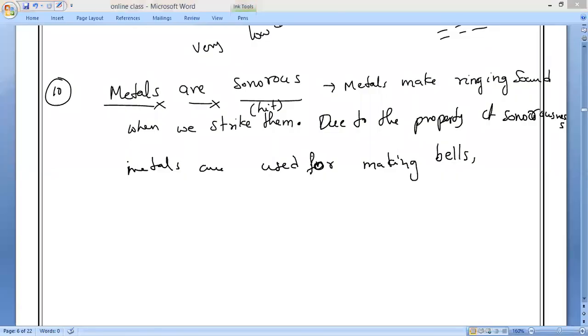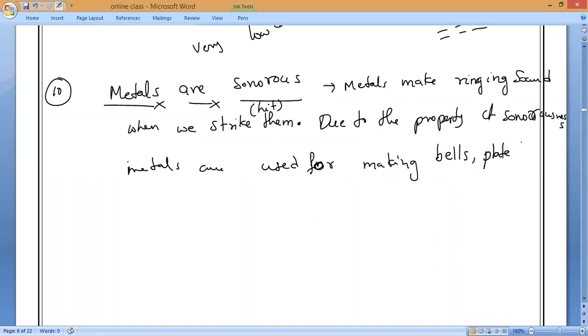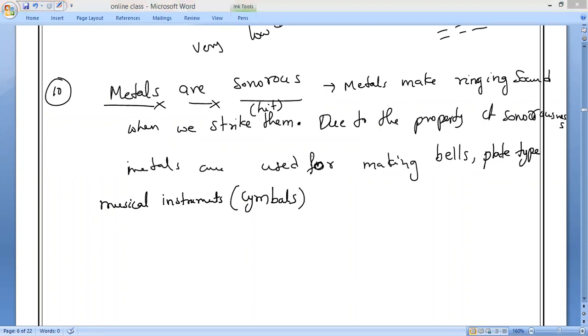So that is why I have shown you also. We can say metals are used for making bells. Next, plate type musical instruments, that is what cymbals are called. In Tamil they call it Sangu Kuruvi. Cymbals we can also call manjira. Understand?